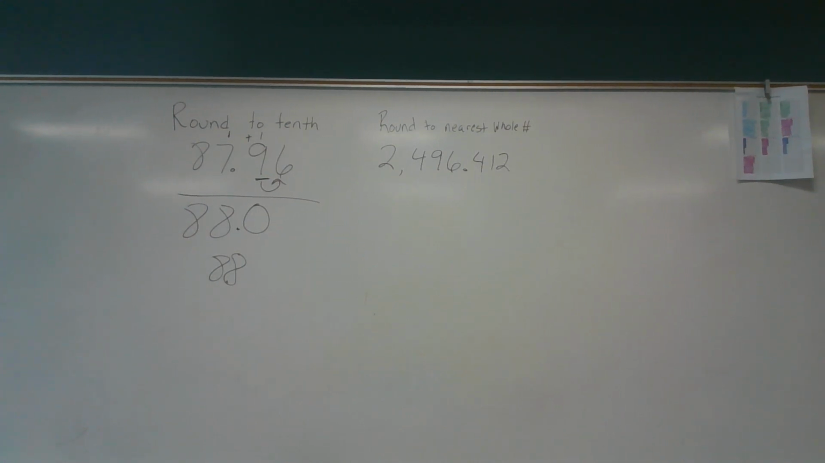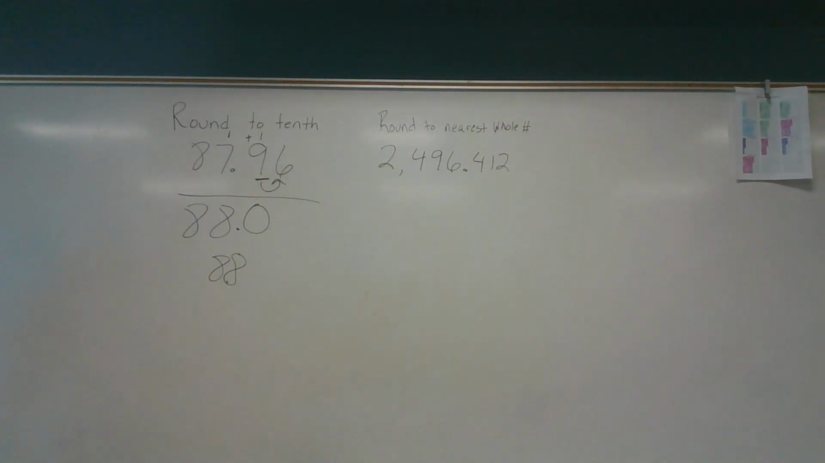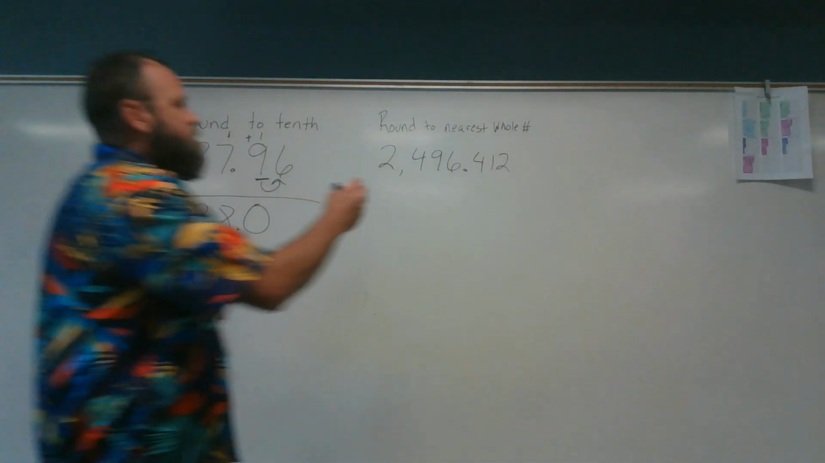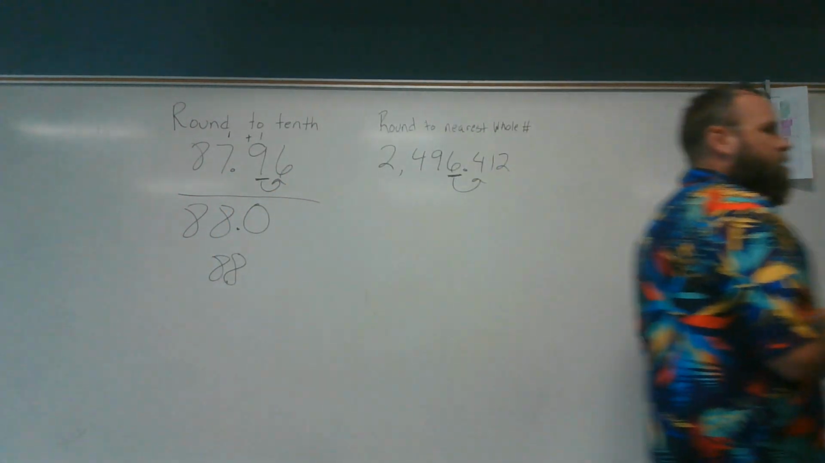All right, so rounding to the nearest whole number. I don't want this to have any parts. No parts of a number. So Honeyleth, if I'm rounding to the nearest whole number, what number am I going to underline? What number's in the ones place? The 6. The 6 is in the ones place. So that's underlined. I look behind it.